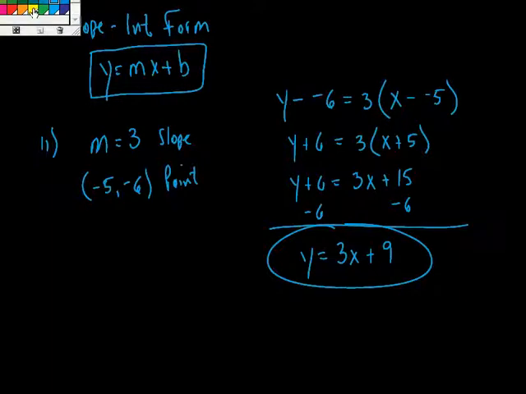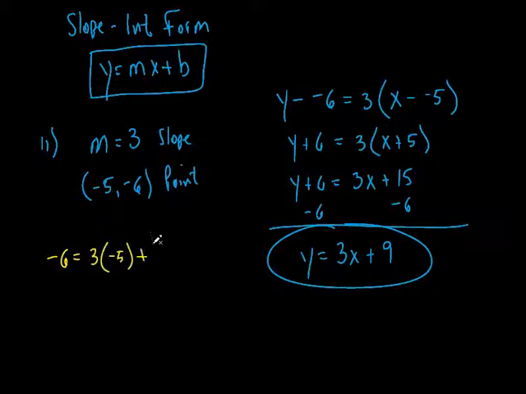If you want, you could do it the other way, the way that I first taught. And how is that? I'll do this in different colors, so I'll show you the 2 different ways. You could do it like this. You could take that 3, put it in for m, take the -5, put it in for x, take the -6 and put it in for y, then solve for b. Let's do that. All right, so y equals mx plus b. So it's -6 equals m, which is 3, times x, which is -5, plus b.